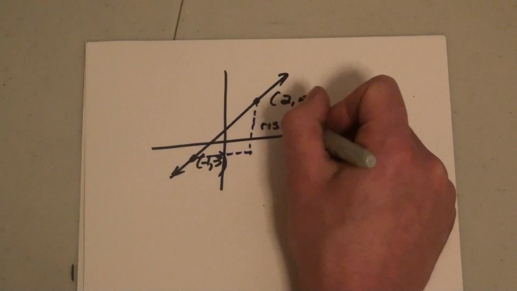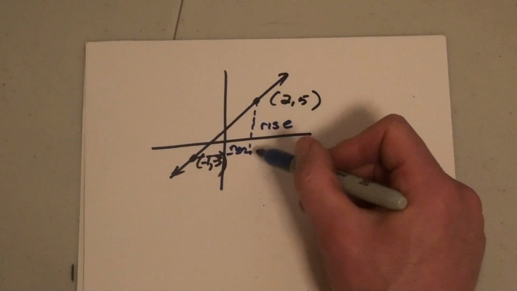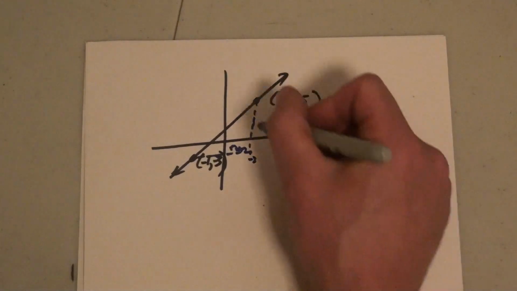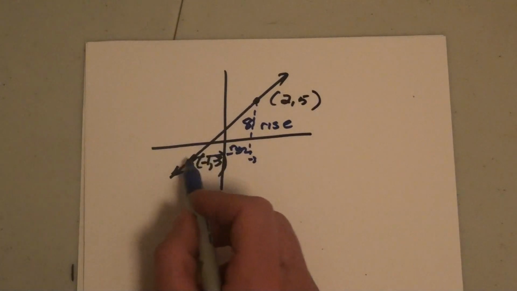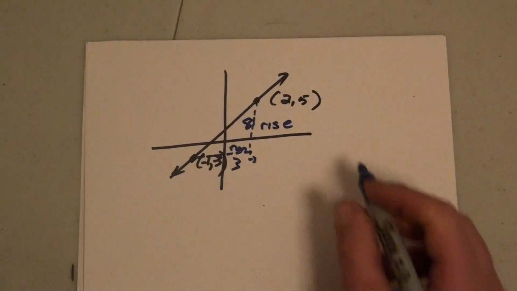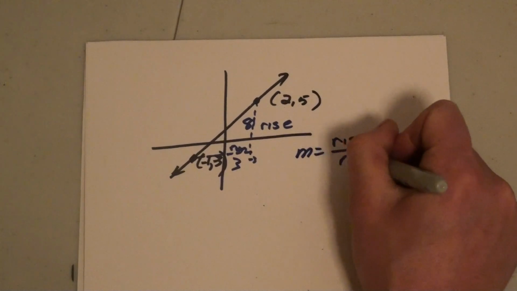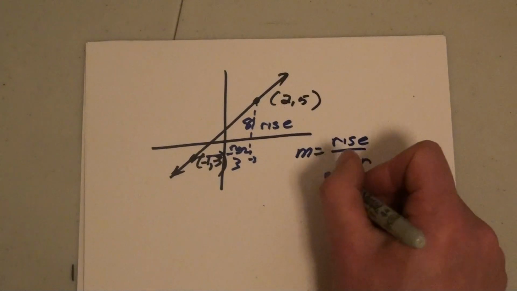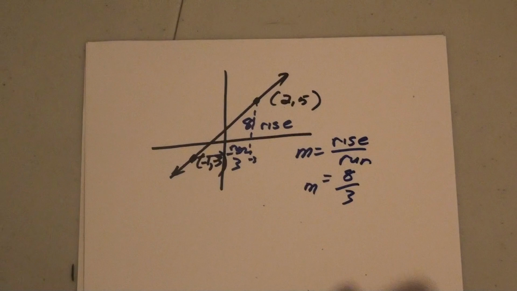This will be your rise. This right here will be your run. Now it rose. It went down here at -3 and it went up to 5, so it rose a total of 8 units. Its run, it went from -1 all the way over to 2, so it had a run of 3. So when I go figure my slope out, it's going to be rise divided by run. How far up did it go versus how far over did it go? It rose 8 and it had a run of 3, and that'd be my slope.